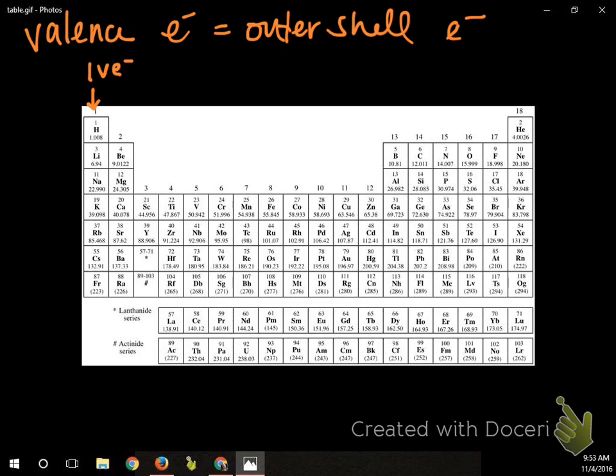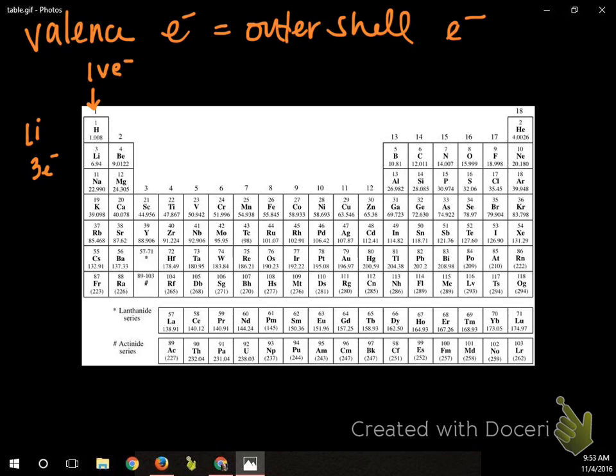Okay, so if I have hydrogen, I want to look at lithium. A neutral lithium has 3 electrons. Would you agree with that? Look at your periodic table. It has an atomic number of 3, which means it has 3 protons. So a neutral lithium atom has 3 electrons. On the same page?